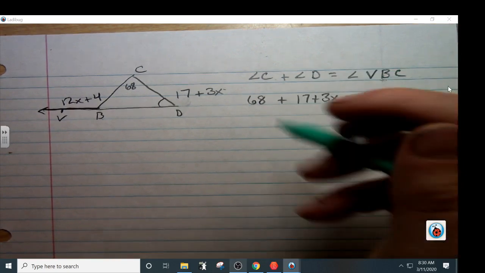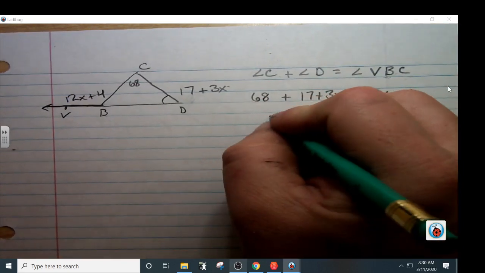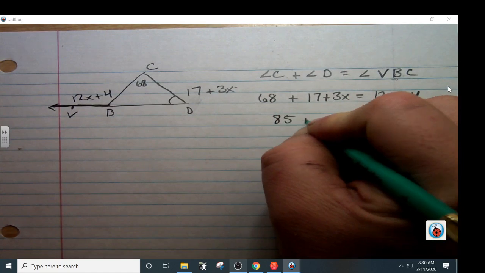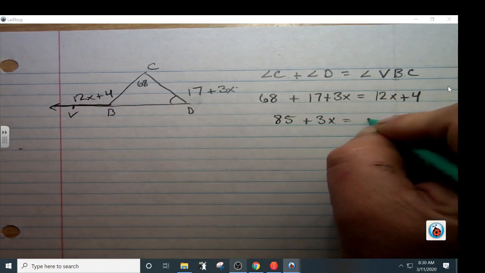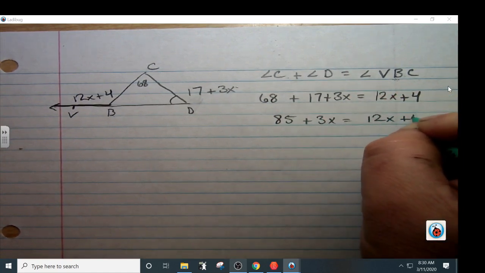So, guys, on the paper, make sure you show the theorem you're using or the angles you're using. Okay. Now, if I combine this, that's going to give me 85 plus 3x equals 12x plus 4.